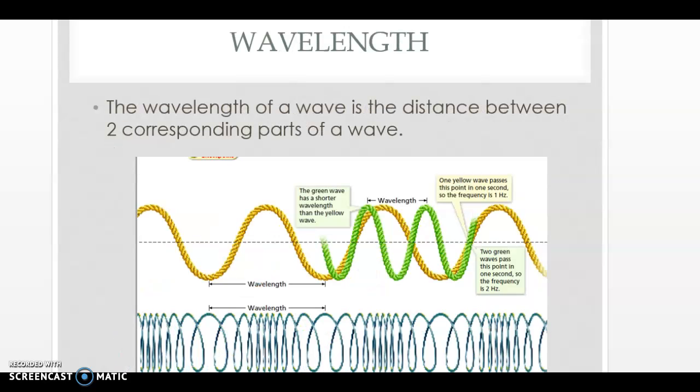Okay, so our second property is wavelength, and the wavelength is basically how far it is between 2 corresponding parts of a wave, so from crest to crest, or from trough to trough, or compression to compression, or rarefaction to rarefaction, depending on what type of wave we're talking about. It's a distance that can be measured, so we can take a measurement between these 2 pieces, or between these 2 pieces, to figure out how long that is. So wavelength is the distance between those 2 corresponding parts of the wave.